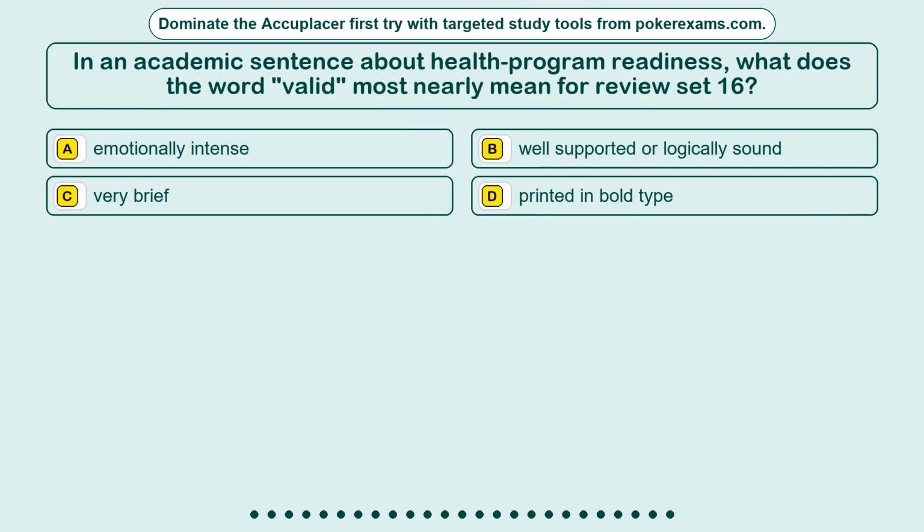Question 15. In an academic sentence about health program readiness, what does the word valid most nearly mean for review set 16? Option A. Emotionally intense. Option B. Well supported or logically sound. Option C. Very brief. Option D. Printed in bold type.